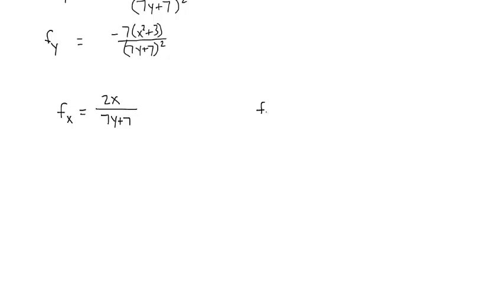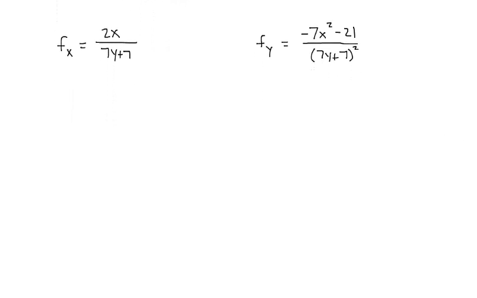f of y is equal to, and I'm going to rewrite this. Oftentimes, if you rewrite it and make it an easier form, your derivative will be a little bit easier. So I'm going to distribute that negative 7, and I'm going to call this negative 7x squared minus 21 divided by 7y plus 7 squared. And now I want to find all of our partials.